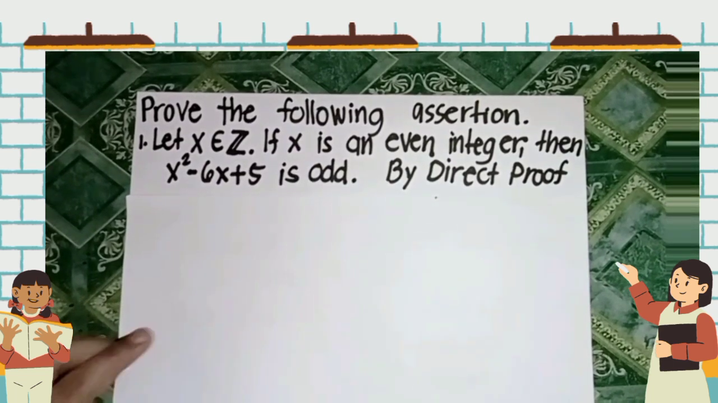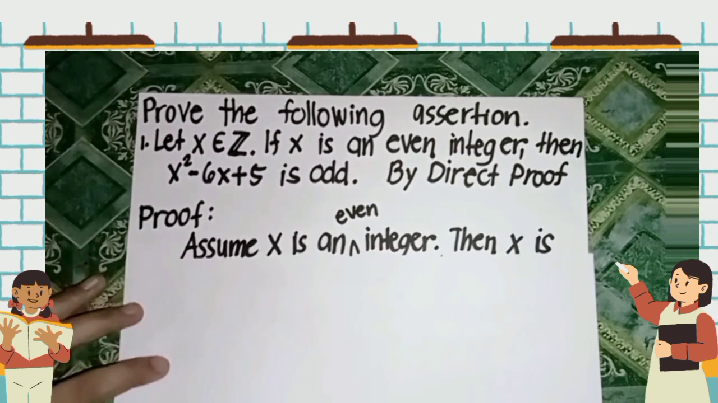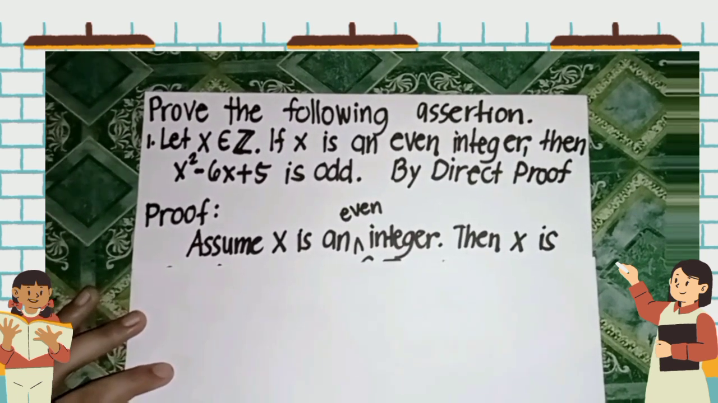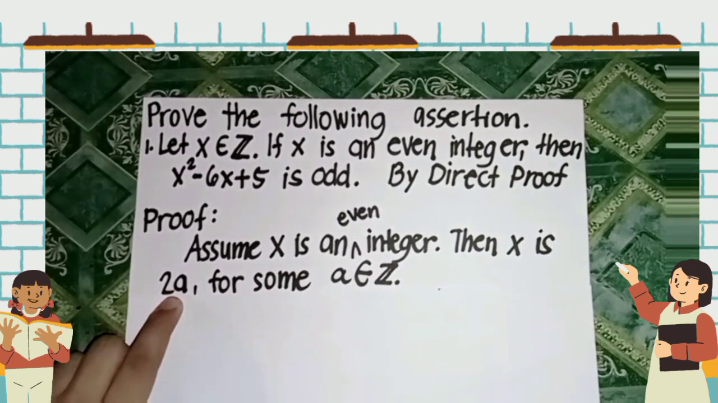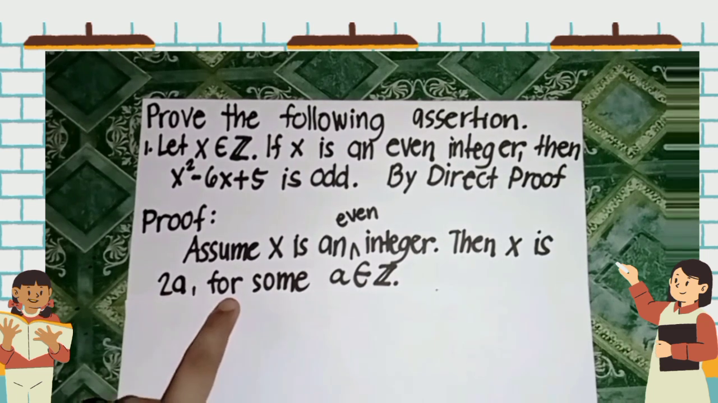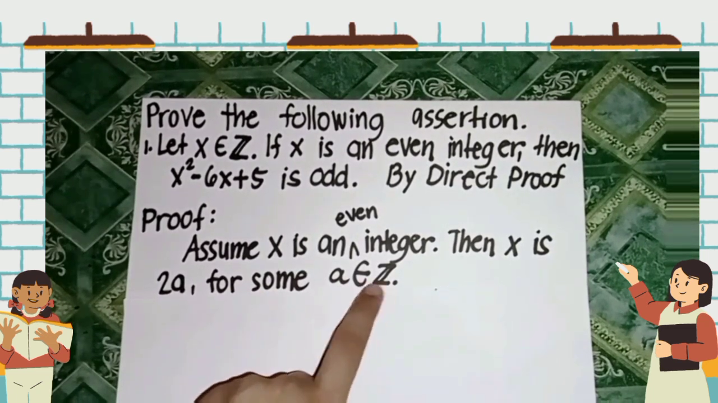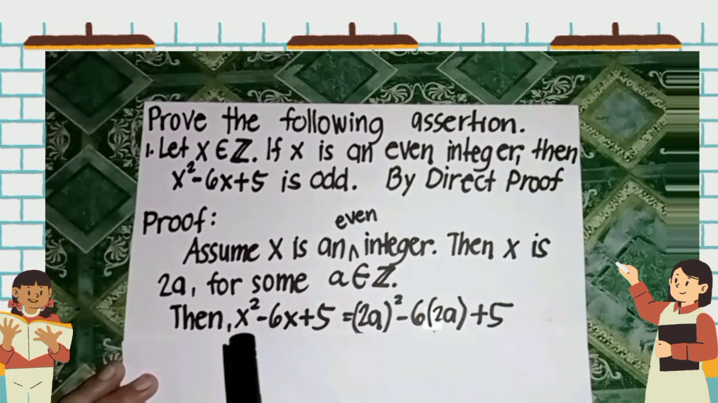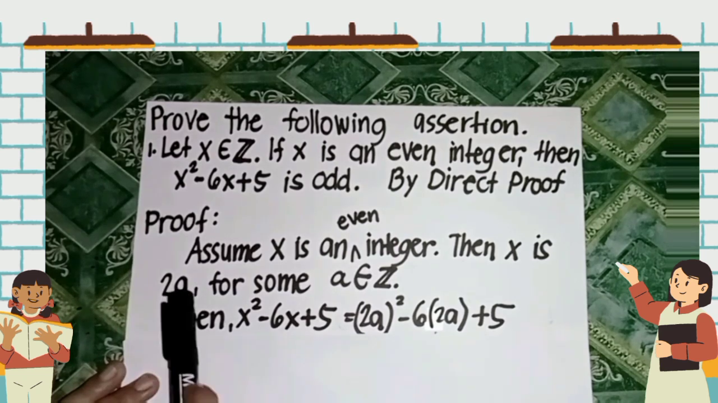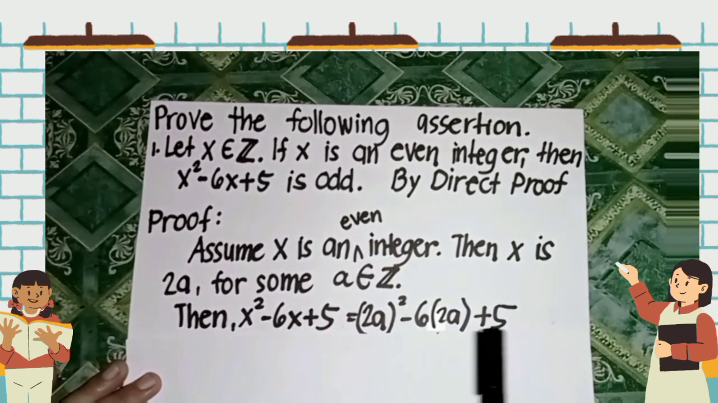First, we write the word proof, and then we assume that x is an even integer. Then x is 2a, indicating that it is an even integer, for some a an element of Z. Then we need to substitute the value of x with 2a. So here's the result.